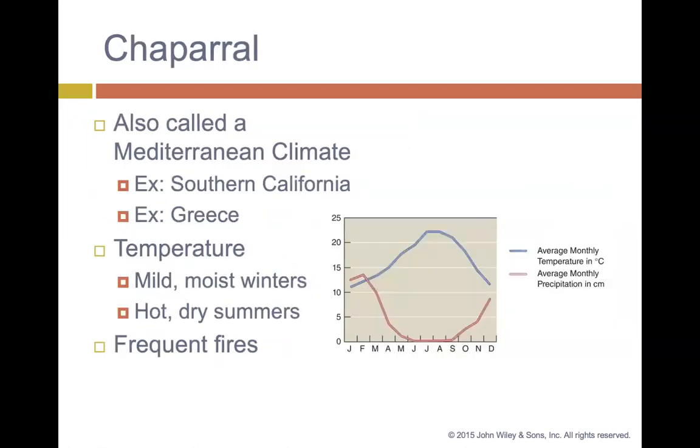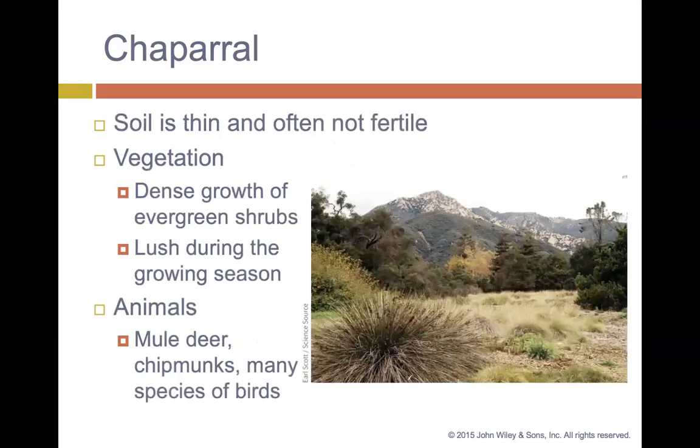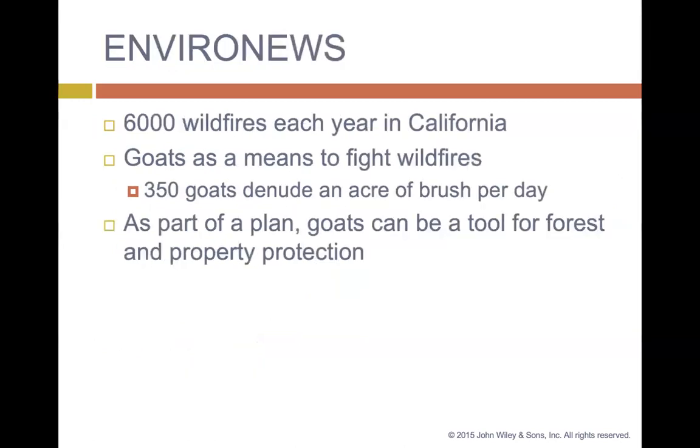The chaparral is also called the Mediterranean climate. For example, like Southern California, where we are, or Greece, the temperature is mild, moist winters, hot, dry summers with frequent fires. The soil is thin, not super fertile, and the vegetation is dense growth with evergreen shrubs. It's very lush during the growing season, and animals are primarily mule deer, chipmunks, and many species of birds.